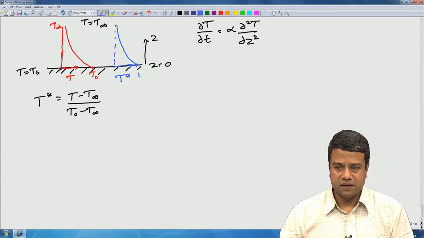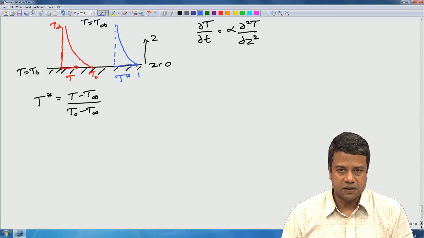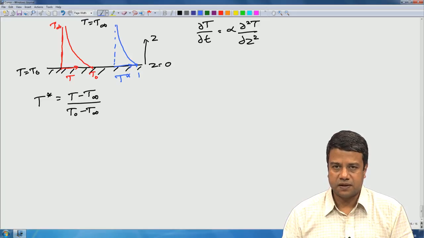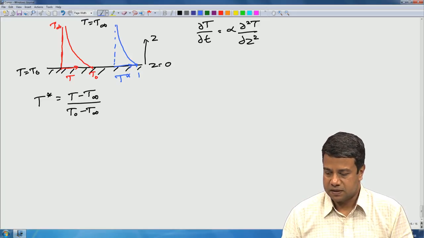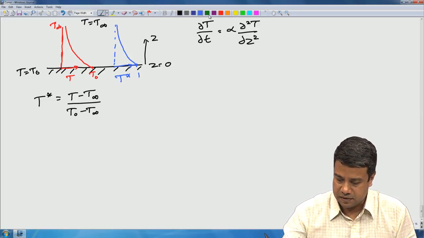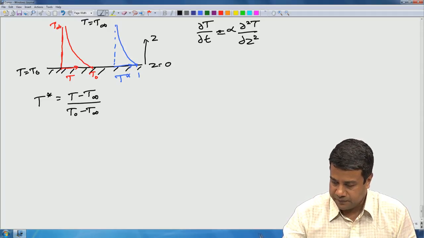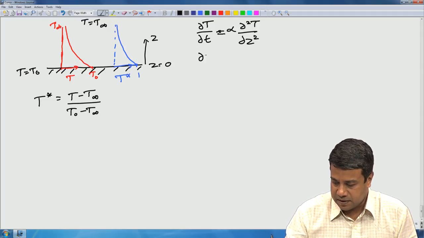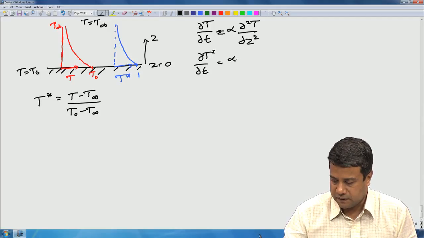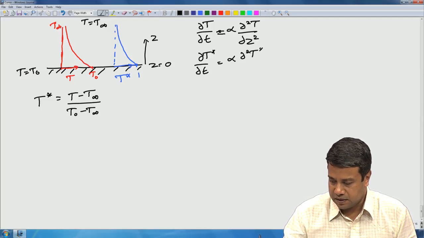And expressed in scaled form, you can see that the temperature dimensions on the left and the right side of the equation are the same. This is a linear equation in the temperature, and therefore, the equation just becomes partial T star by partial t is equal to alpha partial square T star by partial Z square.